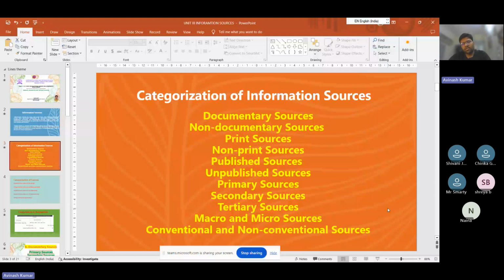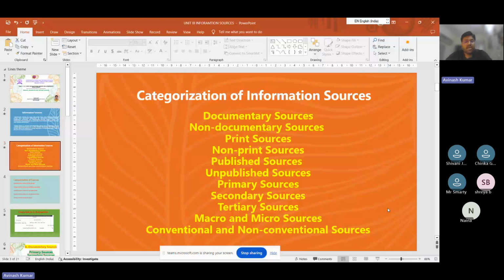Categorization of information sources. First is documentary sources, non-documentary sources, print sources, non-print sources, published sources, unpublished sources, primary sources, secondary sources, tertiary sources, macro and micro sources, conventional and non-conventional sources. These are the categorizations of information sources.